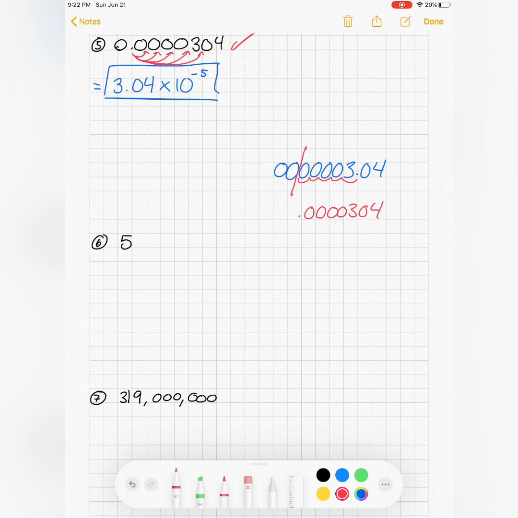What about 5? This is already a number between 1 and 10. So isn't that 5 times 10 to the 0? Because remember, 10 to the 0 is 1, right?